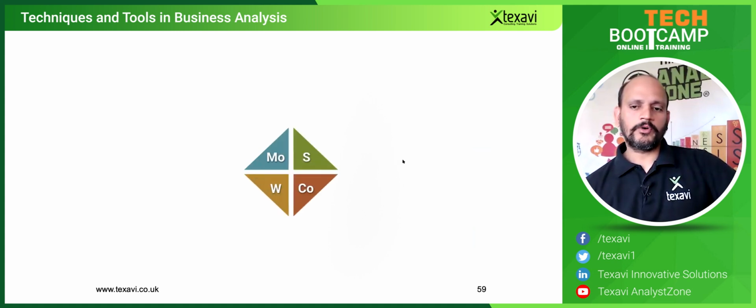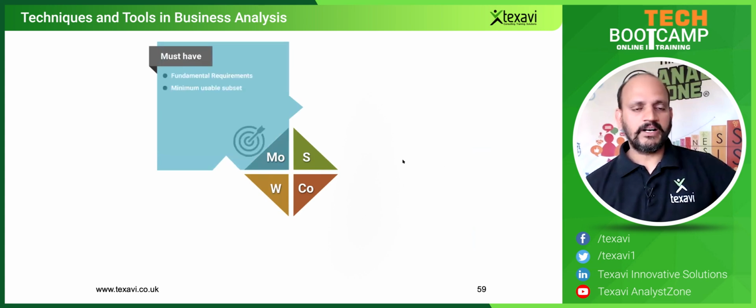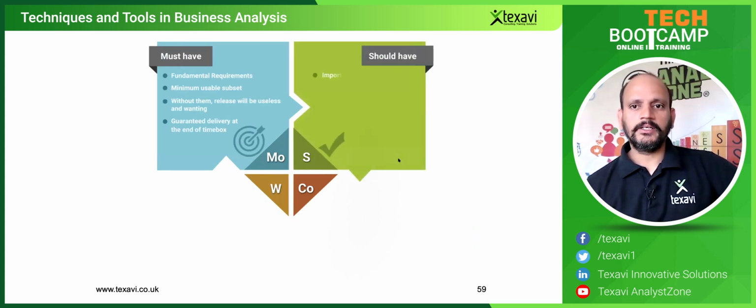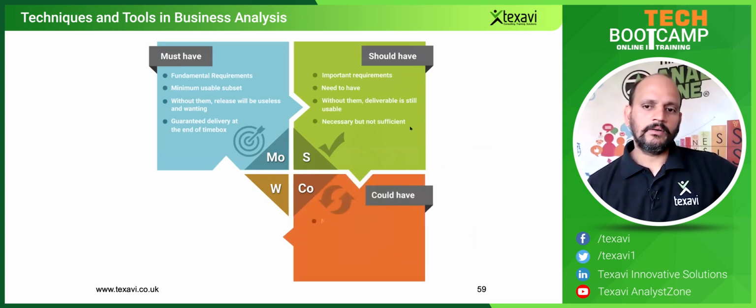And then the MoSCoW prioritization, moving on. Must have: this is the most important, the fundamental stuff. Without them, we will not be able to release the product. Very important, very urgent. Then should have: the next level is important, but may not be urgent. They are needed, but we can still deliver the product without them. That's why it is called should have. That's again necessary, but not sufficient.